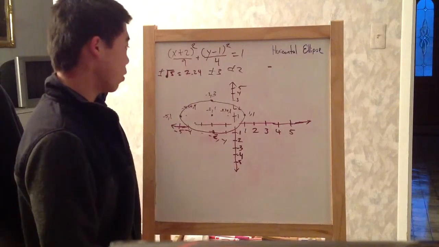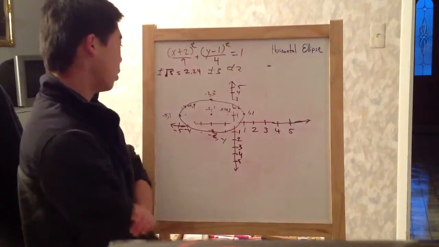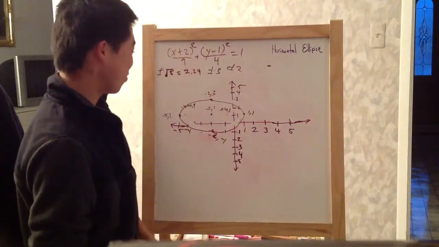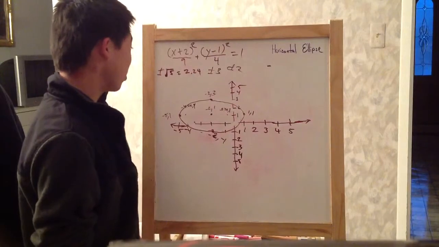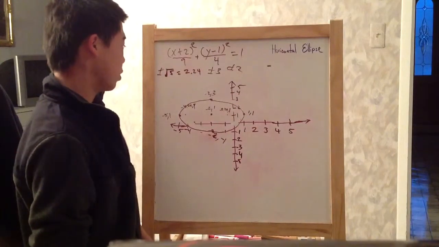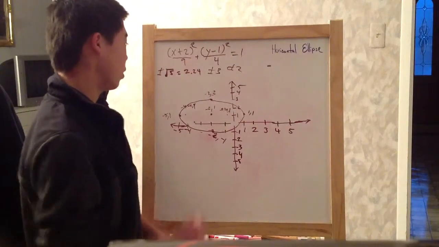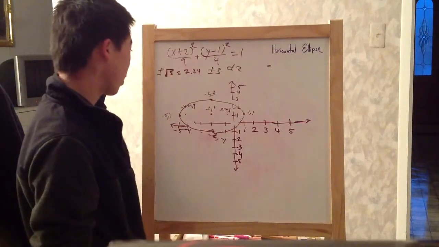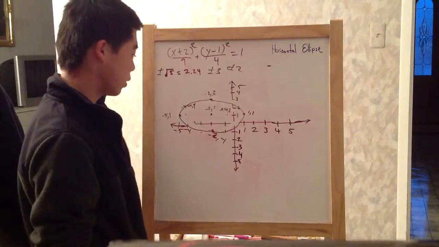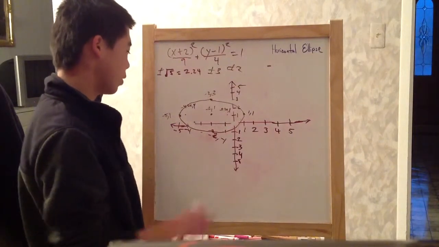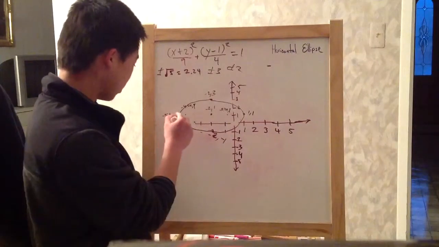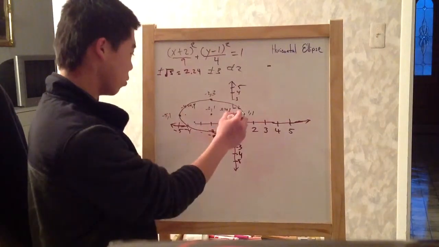Okay, so this is a horizontal ellipse because the denominator under x is greater than y. Center is (-2, 1), since there's a change of 2 in x and negative 1 of y. To find the vertex, you need to find the square root of 9, which is 3. So there's a change of plus or minus 3 of the center on the x-axis. So the vertex will equal (-5, 1) and (1, 1).